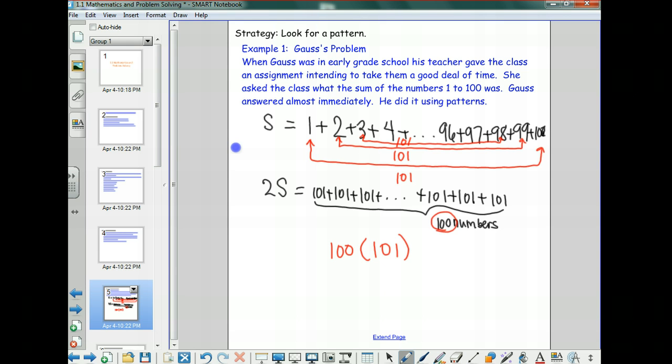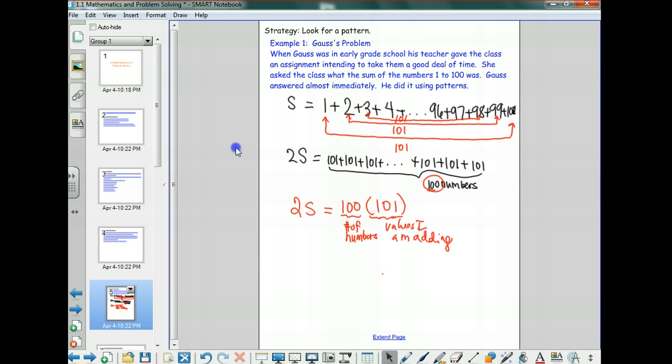That's what this is. I have 100 numbers. So this is the number of numbers. And this is the values I am adding. And that's equal to 2s. Remind me your name? Lydia? Okay. And this is what Lydia was talking about when she said times 50, because this 2 can be divided to the other side, right?